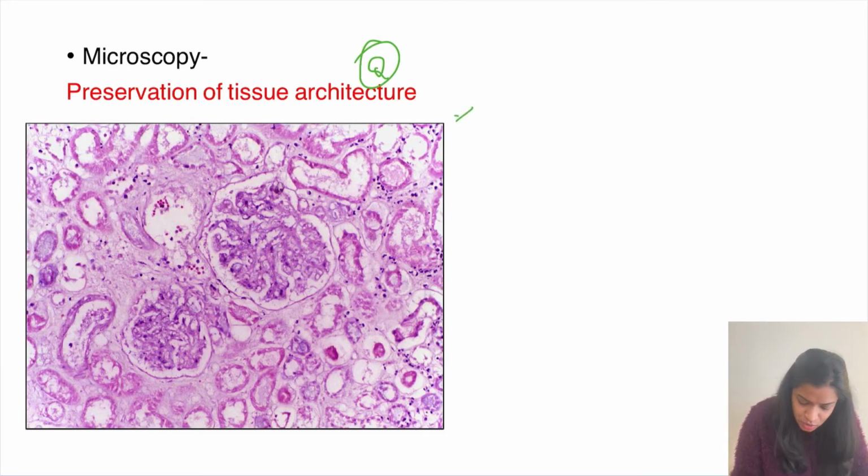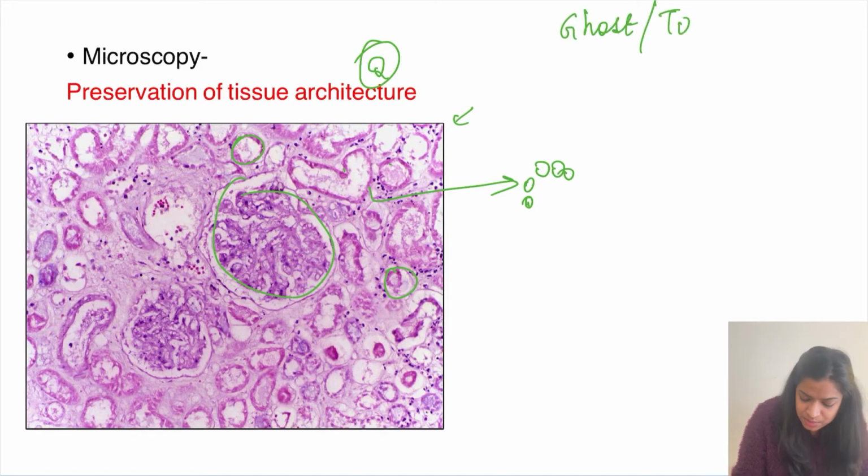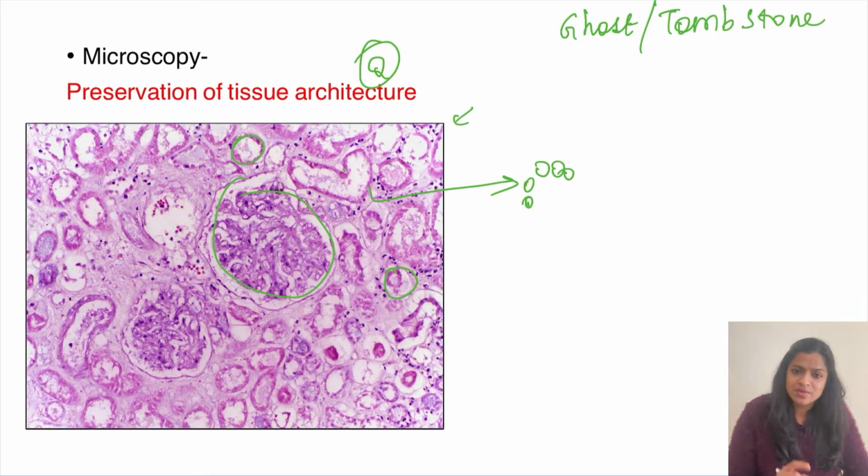So can you see this microscopic image? This is an image of a kidney. This is the glomeruli, and these small structures are all the tubules. Can you appreciate that these tubules are all looking ghost-like, that is, only the cell ghost is present, there is no nucleus present inside this cell. So that is the characteristic appearance of a coagulative necrosis, which we call a ghost or tombstone appearance. And that is because of the preservation of this tissue architecture.